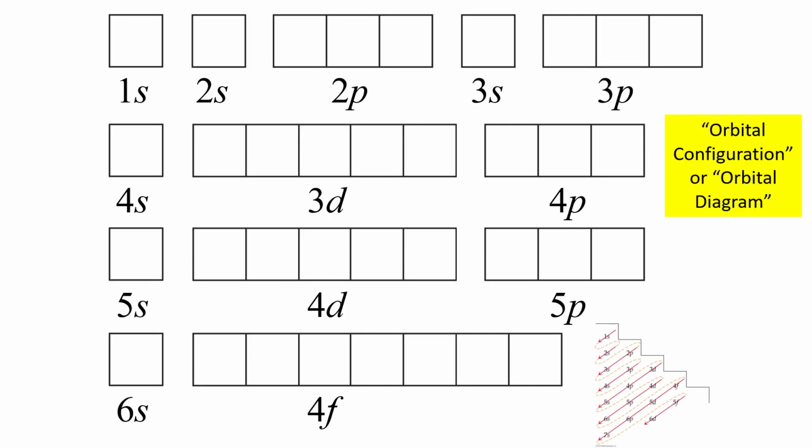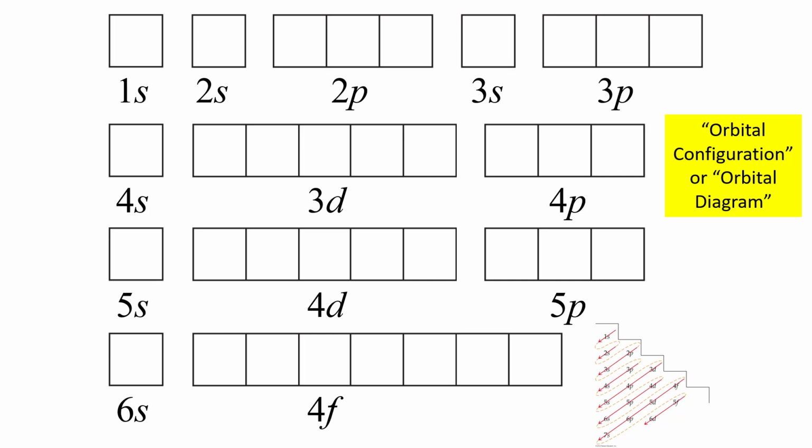So when we're thinking about orbital configurations or orbital diagrams, you'll hear it called both things. What we're saying is that these boxes represent orbitals. Every S has 1 orbital, every P has 3, every D has 5, and every F has 7. And so then you place the electrons in these orbitals in the order that's based on energy, and then you're able to predict how electrons reside in these different orbitals.